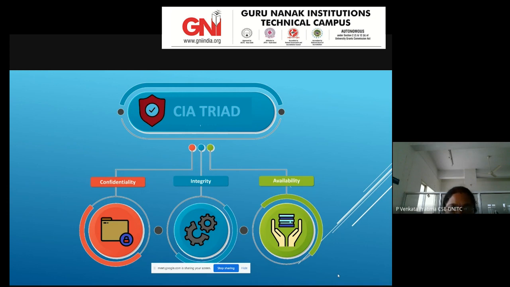Let's see each one individually. The first one is confidentiality. Here, confidentiality refers to how the organization keeps its private data private, how it keeps its data secure, in a secret way.